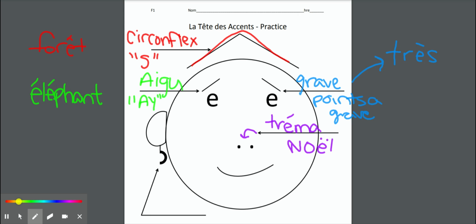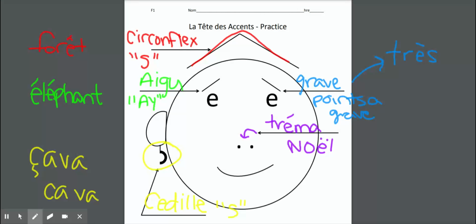We have one more accent, and it's this one right here. And so this one is the cédille. And the cédille makes things sound like an S, a soft sound. So I'll give you the example. We have ça va. So if I don't put my cédille on the bottom there, it sounds like ca va. And so we don't want that. So it makes an S sound. It makes it sound softer.